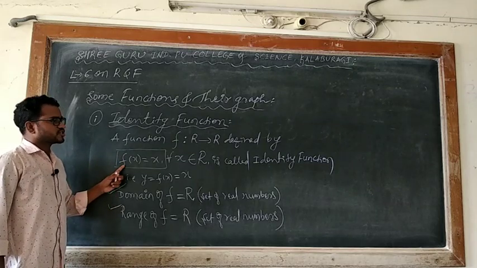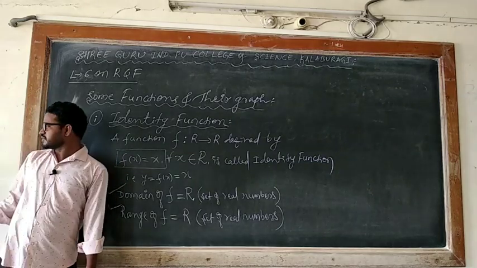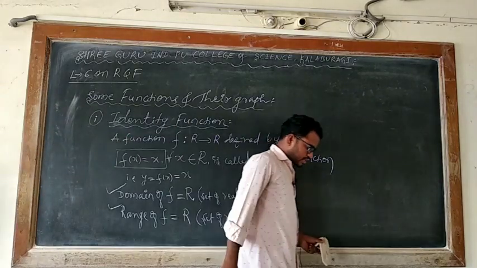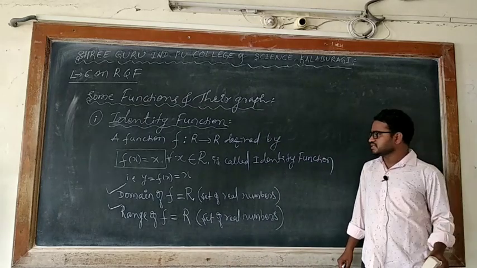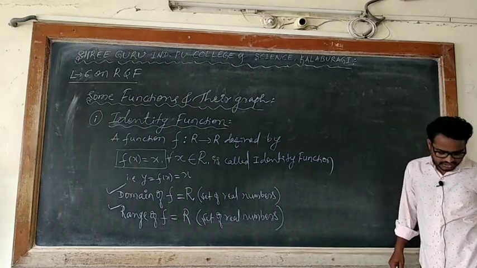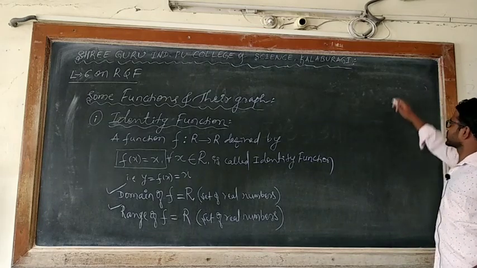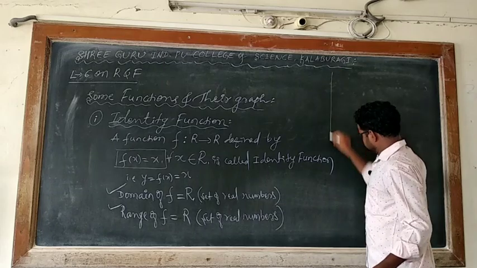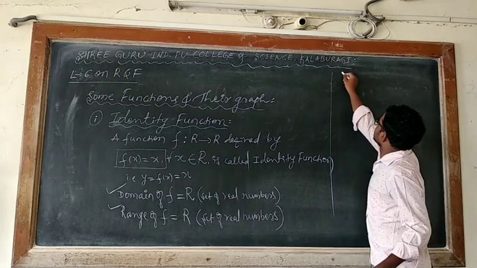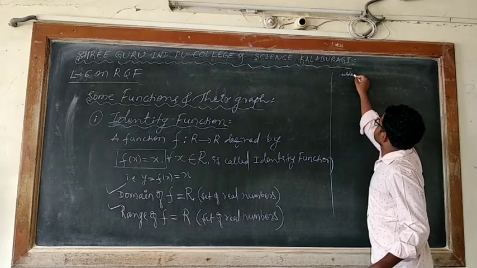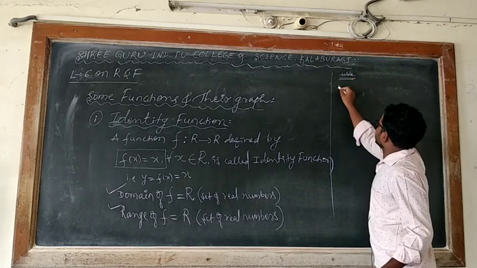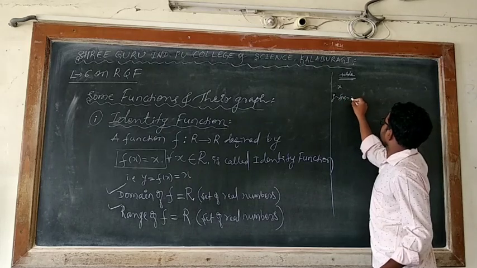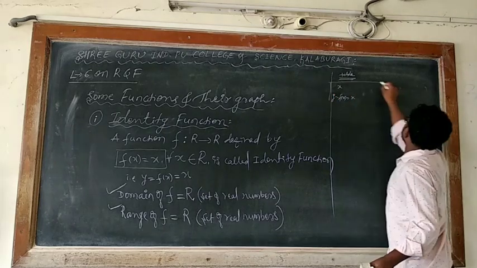On the basis of this function, I will take the graph. We will draw the graph of this function. In the examination he will ask you to define, write the domain and range of this function, and also draw the graph of the function. So what is the graphical representation of this? Now I will take a table: x, y is equal to f of x is equal to x. This is a table.